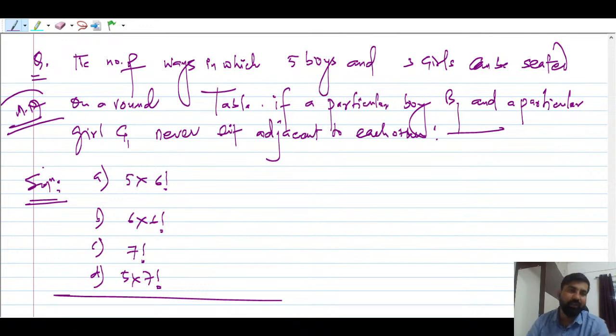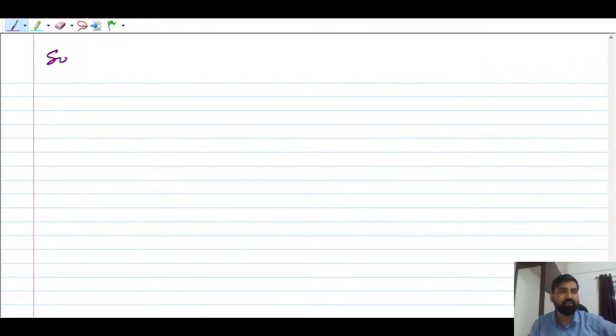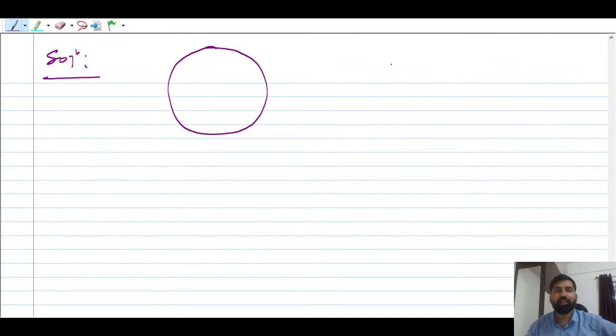So 2 people are gone. How many people are there now? 5 boys and 3 girls, 8 total were there. Now 6 have to be arranged first. In how many ways can you arrange 6 people? Tell me, guys. 5 factorial ways, that you know in the circular table. So what is the solution here? Suppose this is a circle, and B1 and G1 are gone. Just forget about them because they cannot sit.